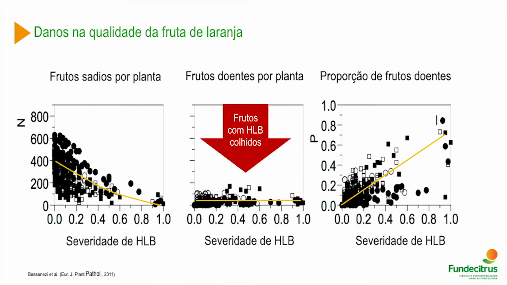However, it's not only the production that matters. As we increase severity of the disease, the greening, fewer healthy fruit is harvested per plant. However, not all fruit that is diseased will drop. We still have 20 to 30% of diseased fruit remaining in the plant. So they are harvested and they may come to the processing plant.